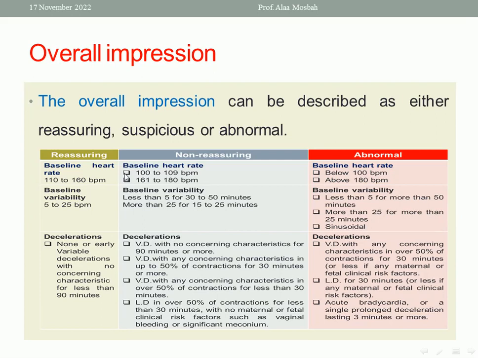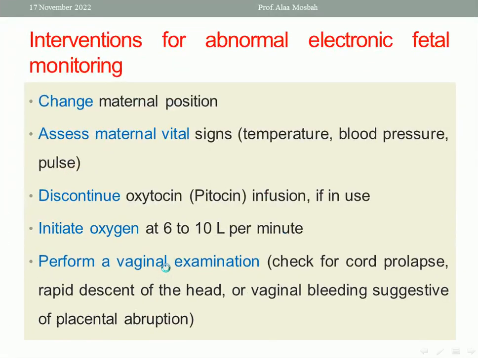Then we reached the overall impression: reassuring, non-reassuring, or abnormal, as I mentioned before, depending on the baseline heart rate, the variability, and the deceleration. What is your intervention for abnormal CTG during labor?